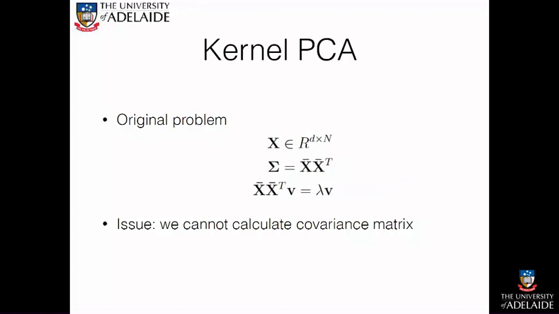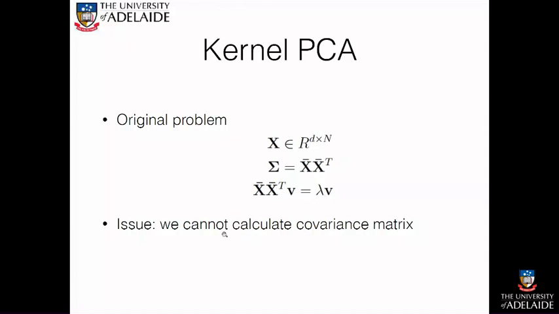Okay, the second example where we can kernelize a linear method is kernel PCA. So this is the original PCA method. In PCA, the first thing is we calculate the mean of the data points. Then we calculate the covariance matrix, because for the covariance matrix you need to subtract the mean from each data point. And once you get the covariance matrix, you apply eigendecomposition to find the leading eigenvalues and their corresponding eigenvectors. That's PCA.